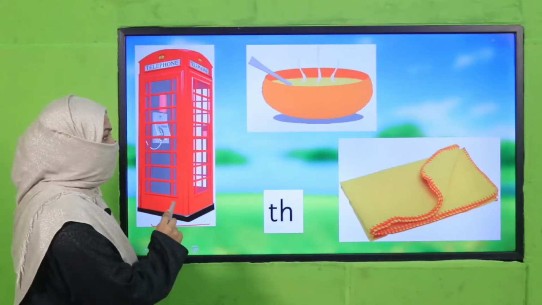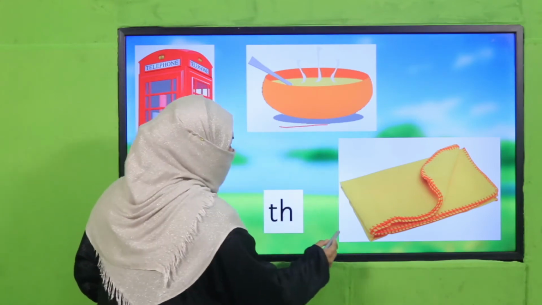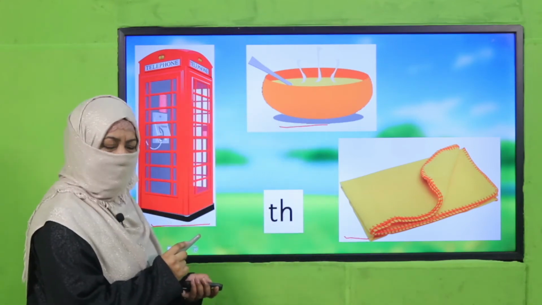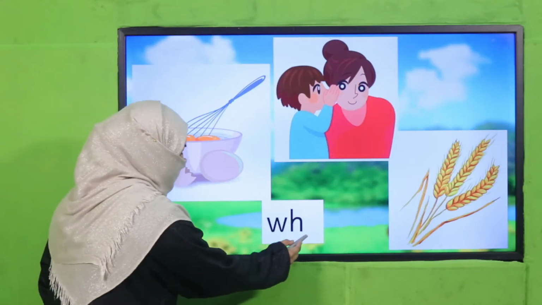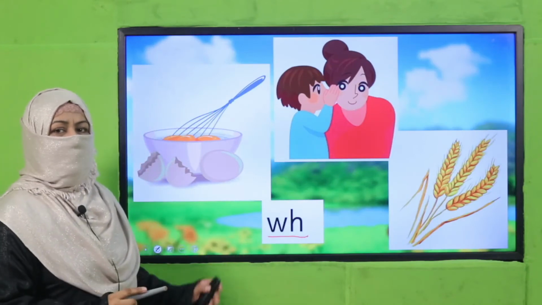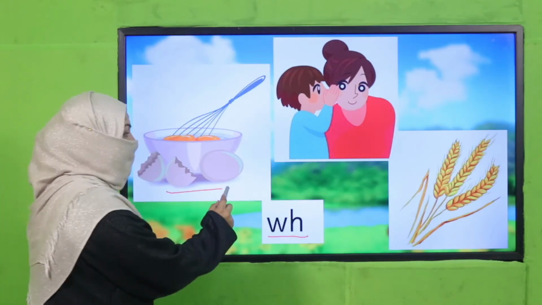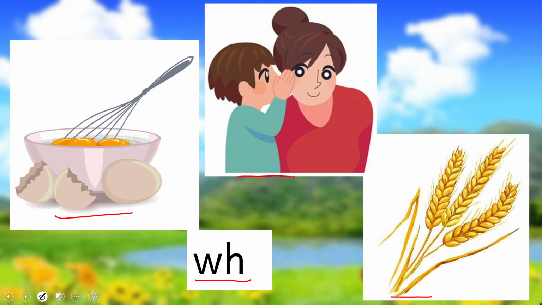Both, broth, cloth, right? Okay. Now this is wh together: whisk, whisper, wheel. Now this digraph is at the initial position, at the beginning of the word, right?